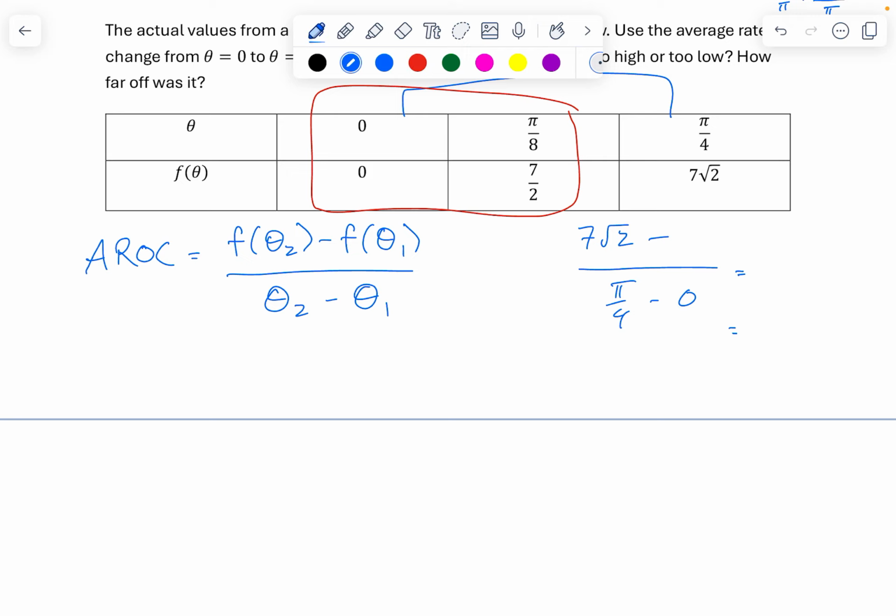Here we go. So I'm using the one I did in blue, so it's 7 root 2 minus 0 is equal to pi over 4 minus 0. So now, let's get rid of this equal sign. This is 7 root 2 times the reciprocal, so times 4 over pi, which is going to be equal to 28 root 2 over pi.